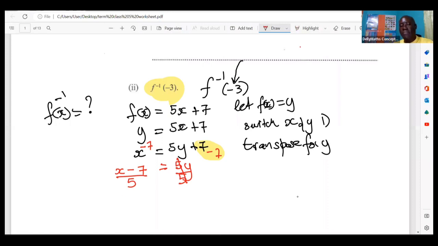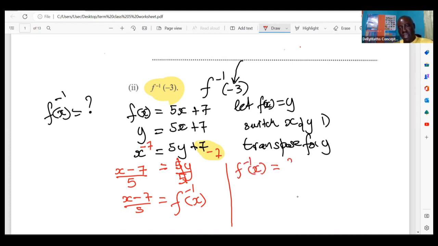Let's rewrite what we have. X minus 7 over 5 is equal to y. But am I going to write y? No, I don't need y anymore. This is called the inverse of the function. All right, that's now the inverse. So now let's take our time and rewrite it right here. The inverse of f of x is x minus 7 over 5.